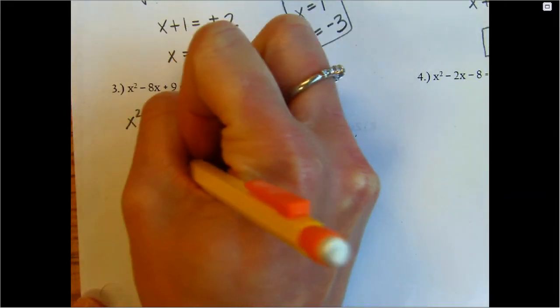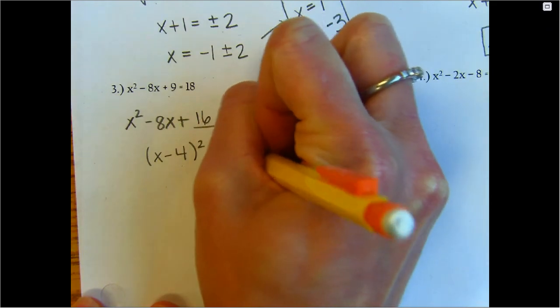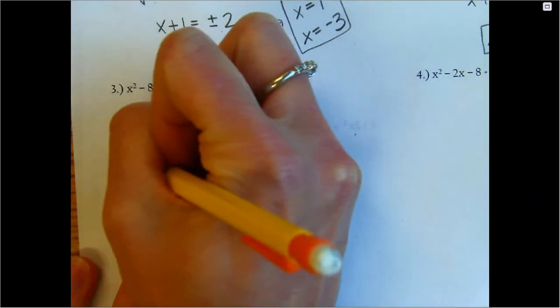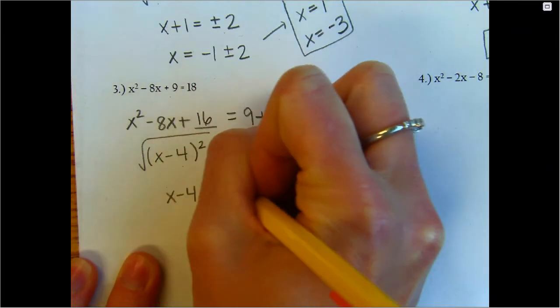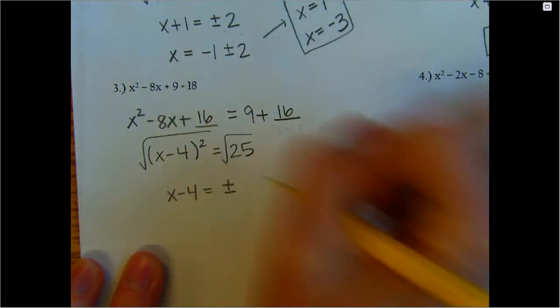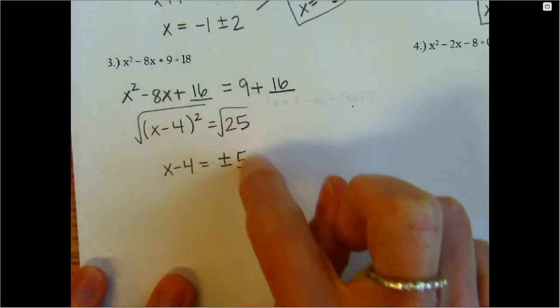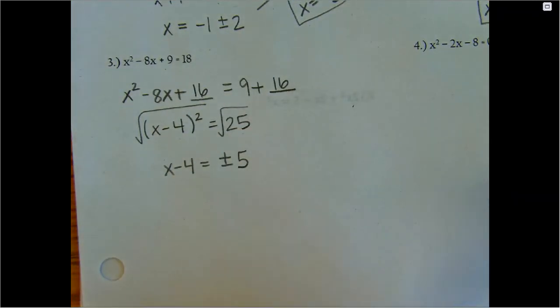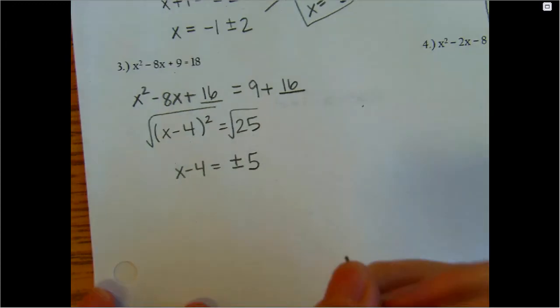So this will simplify to x minus 4 squared. 9 plus 16 is 25. Square root each side. That cancels. Positive or negative, square root of 25 is 5. So when you see a perfect square here, that means that this equation can be factored. So again, that's probably going to be your more efficient option if you're not being forced to complete the square.